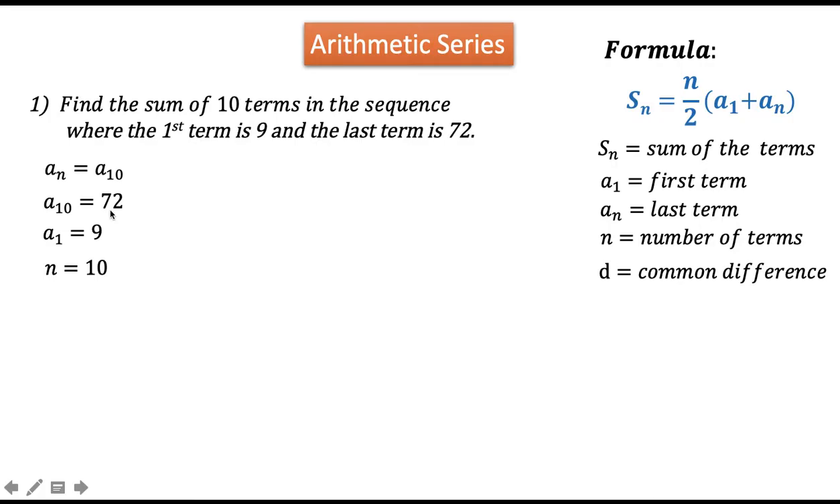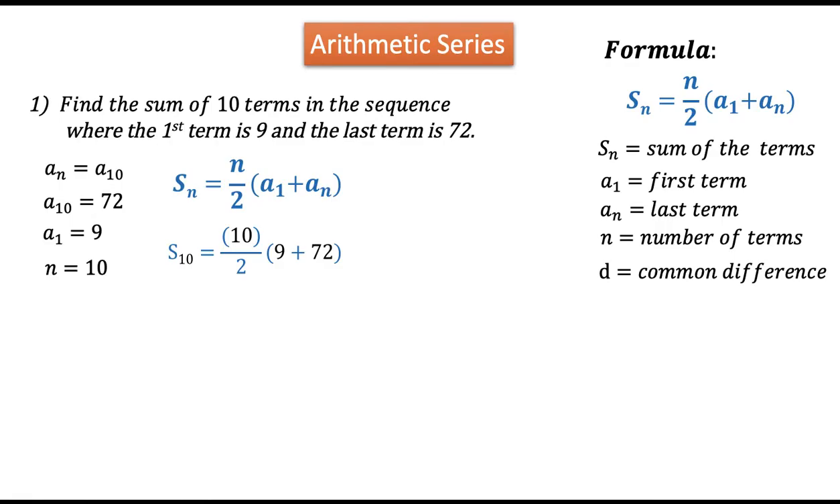And we are now ready to use the formula. So writing the formula, then substitute the given. So replace n by 10 from our given, a sub 1 by 9, and a sub n, which is the last term, by 72. Then we're going to solve this algebraically.